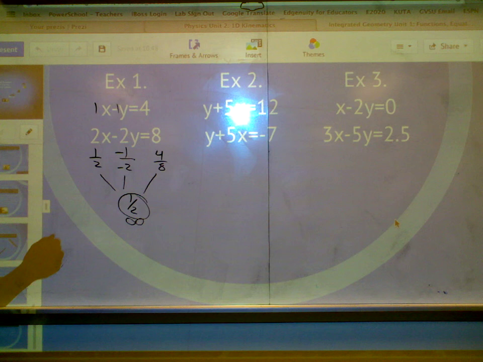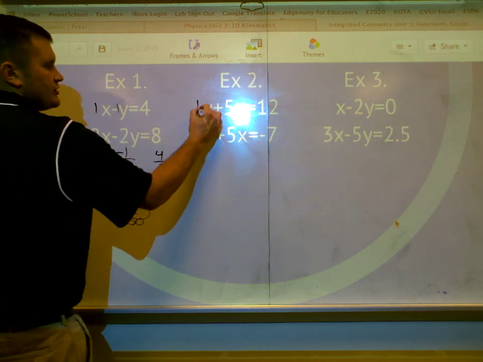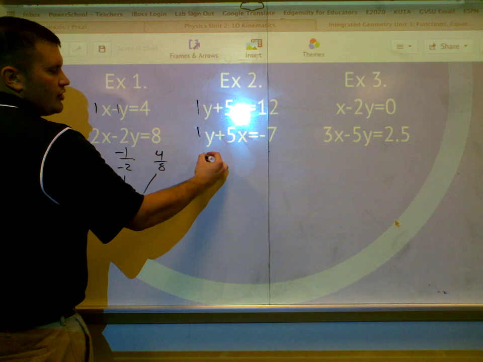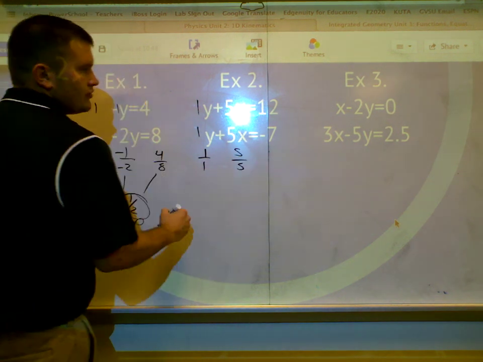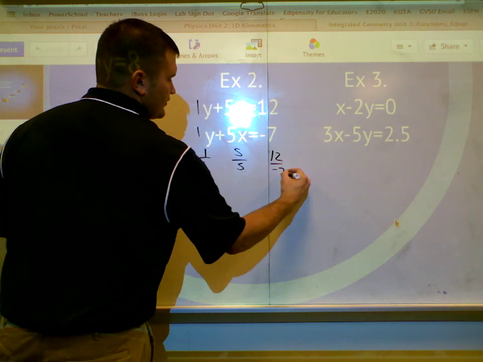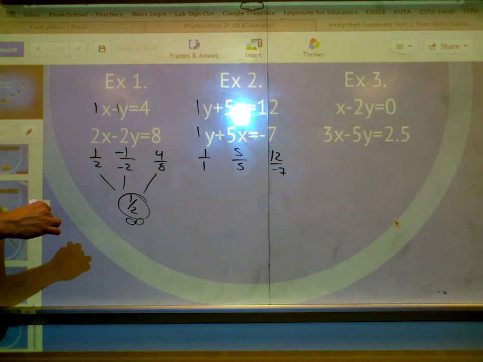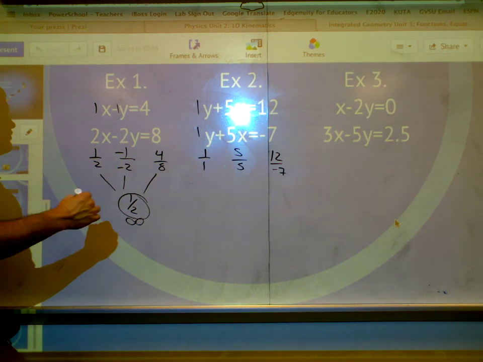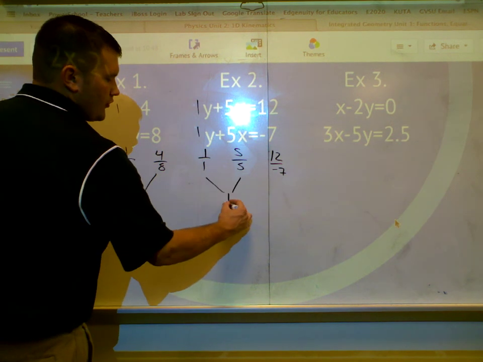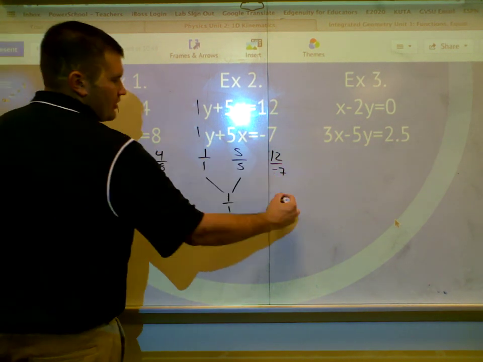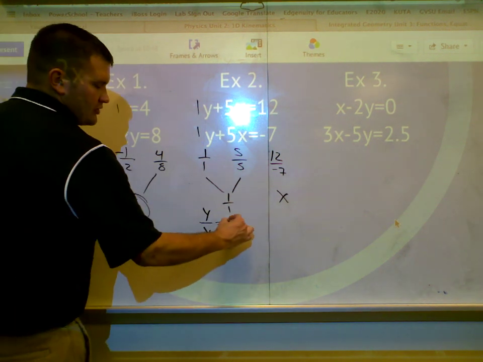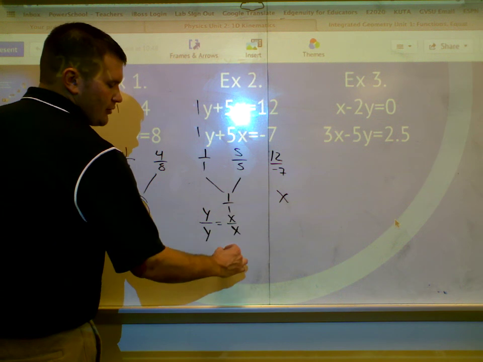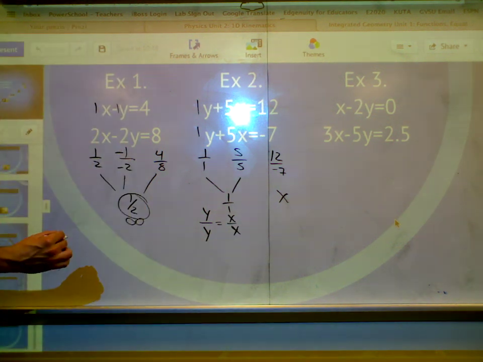Let's look at the next one. What's my number on the y's? 1. Okay, x are there, 12 and 7. So, ratio 1 over 1, right? 5 over 5. 12 over -7. Which ratios are the same? The first two, right? These two both equal 1 over 1, don't they? This one does not, right? So, if our y over y equals our x over x, then we have, what was example 2? No solutions.